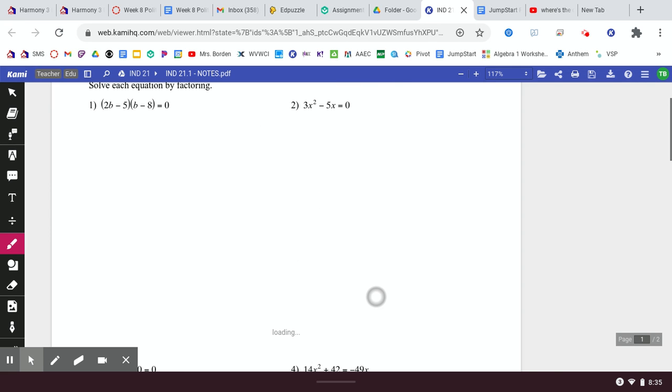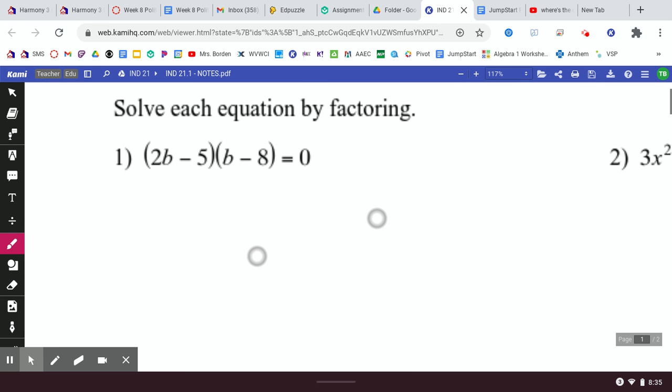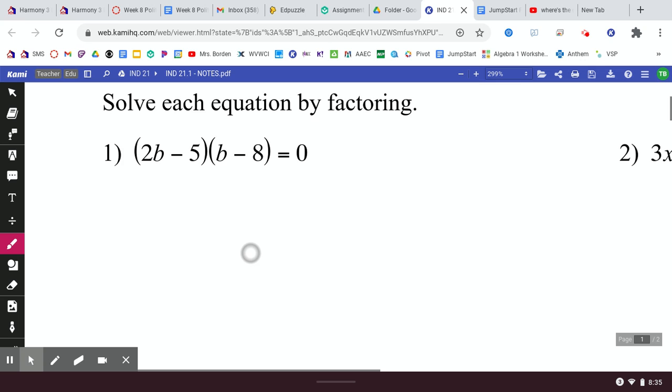I'm going to give you this first example, and I almost always hesitate every year to make this the first example because this usually throws people. What is our goal, or what was our goal of factoring? To get it from a quadratic to what? Yeah, a binomial times a binomial.